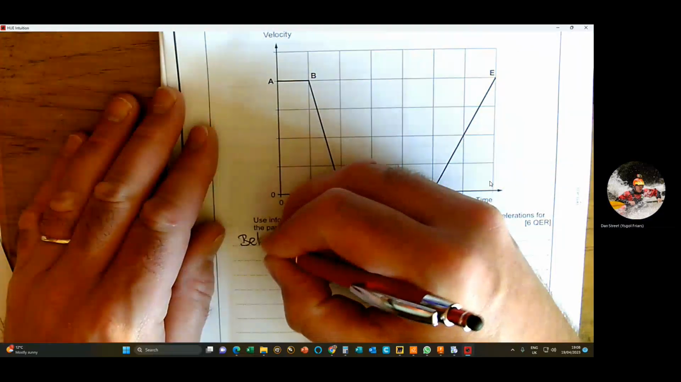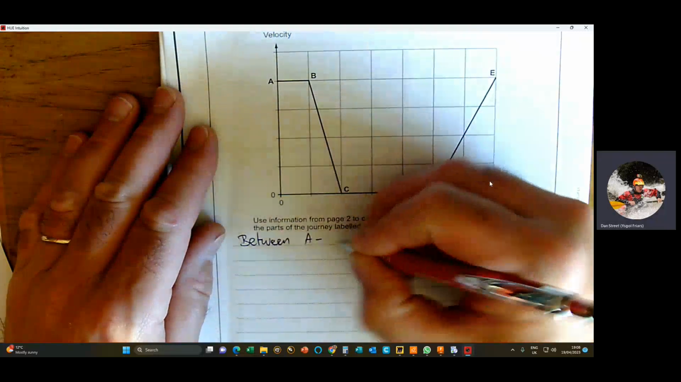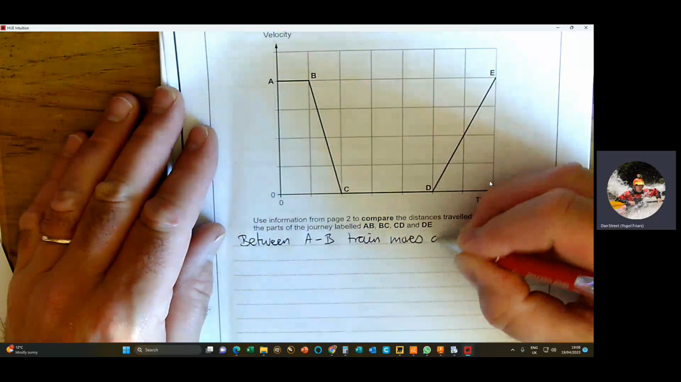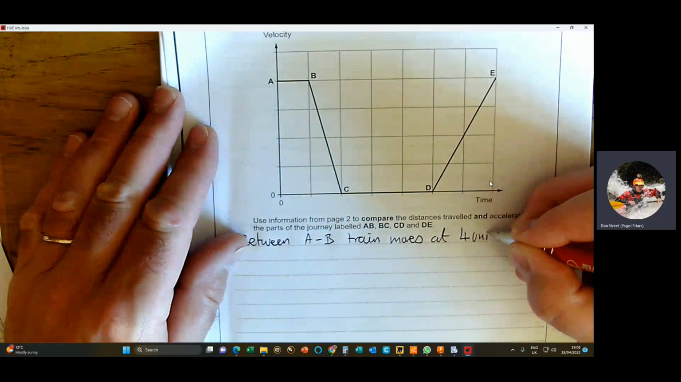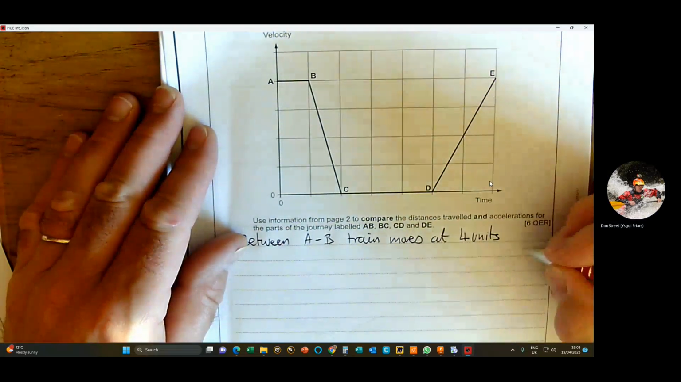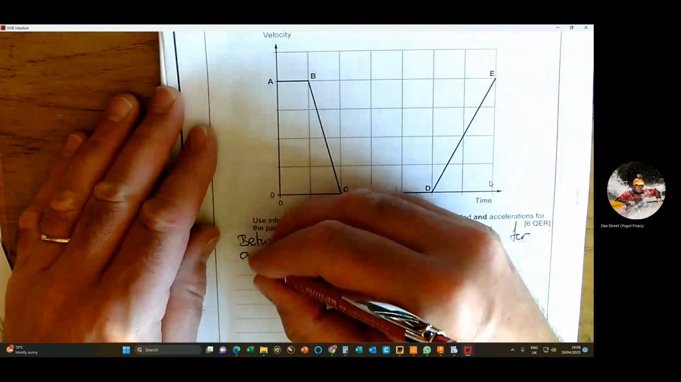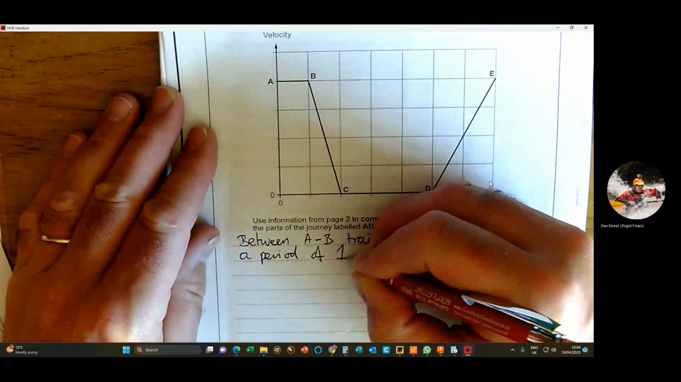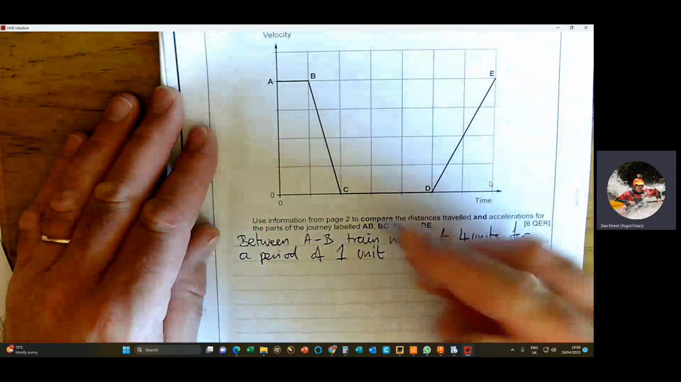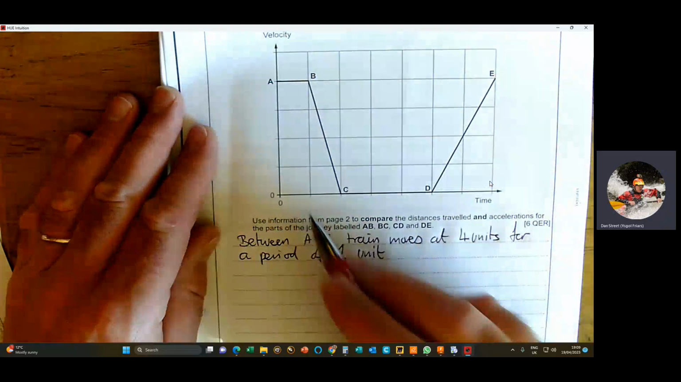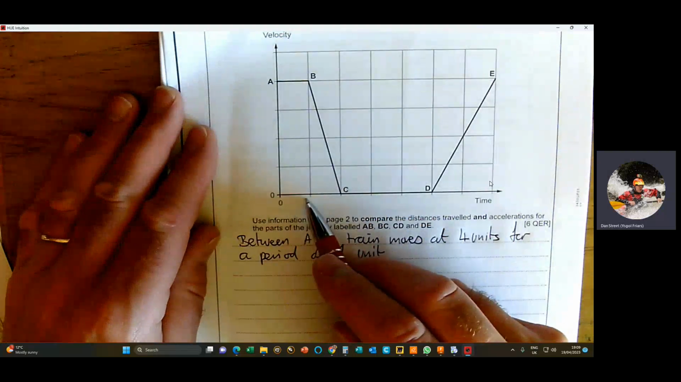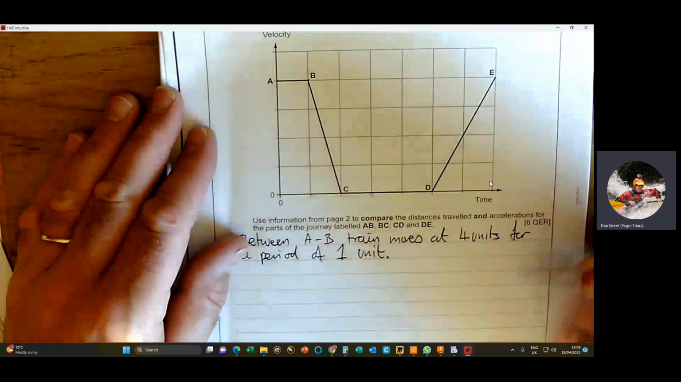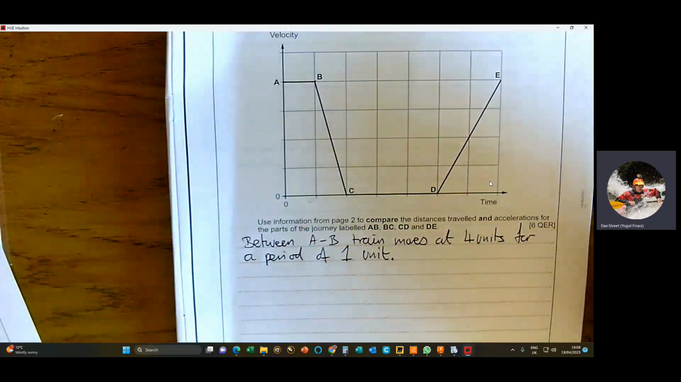So between A and B, the train moves at 4 units, we can't determine what they are, for a period of 1 unit. Again, we're not sure, these might be hours, minutes, seconds, we don't know what they are, but the fact that there's one of them there shows that it moves at this velocity of 4 for a period of time of 1.